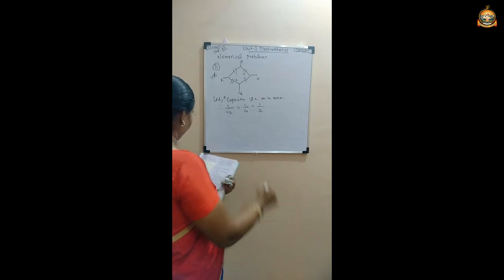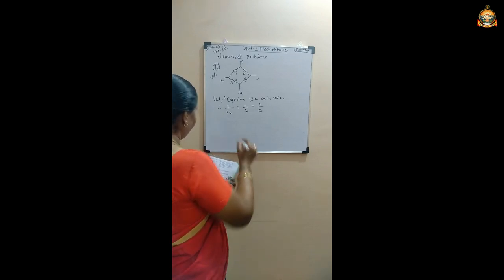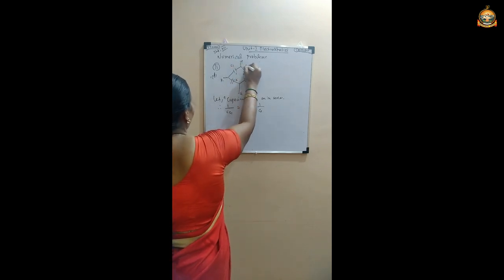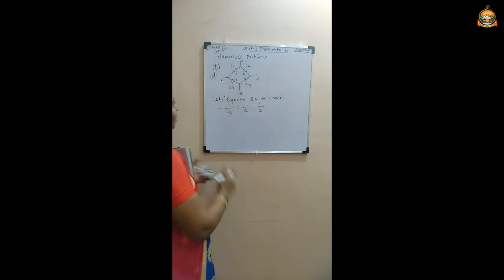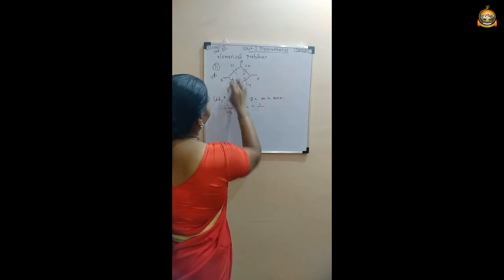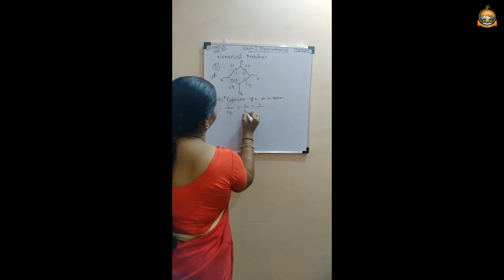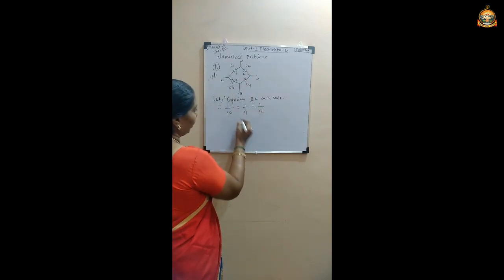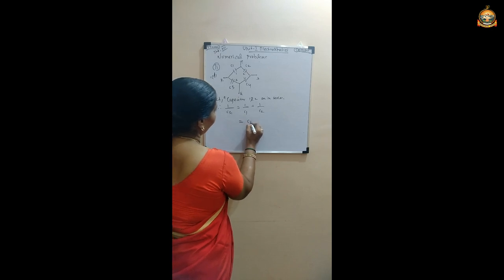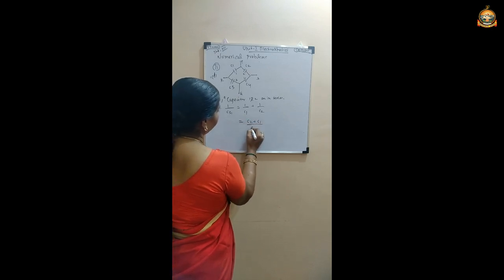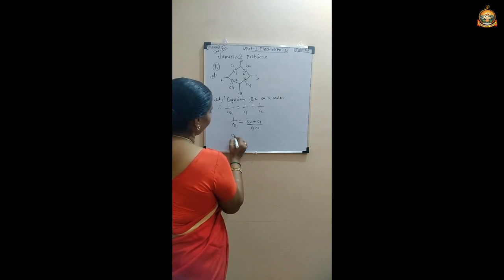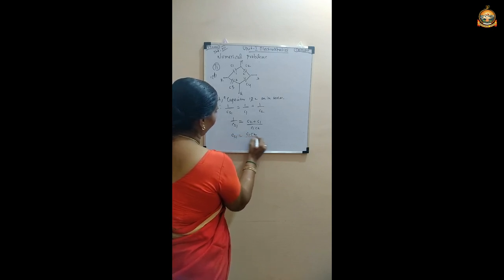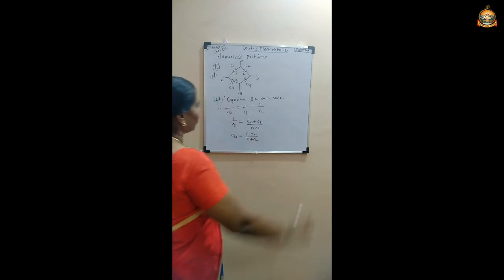All the capacitor values are given here: this is C1, C2, this is C3, and this is C4. Capacitors 1 and 2, what is the capacitance here? C1, this is C2. Now, let's solve this one. C2 plus C1 divided by C1 C2, that is 1 by CS1. Or CS1 is equal to C1 C2 divided by C1 plus C2.